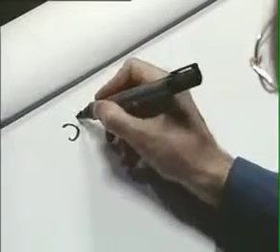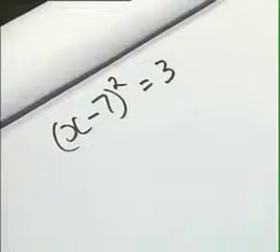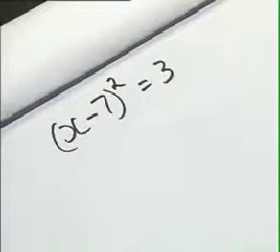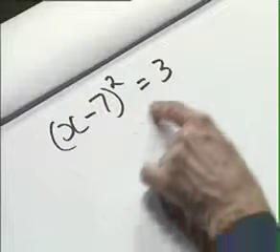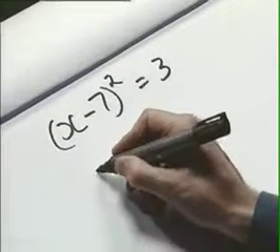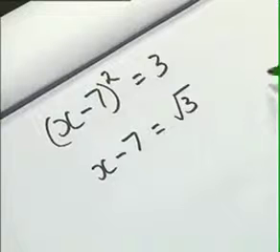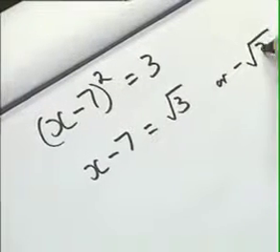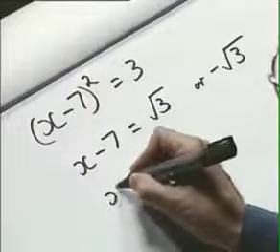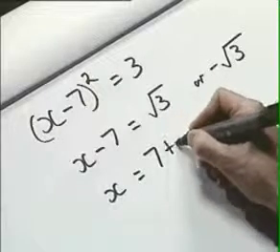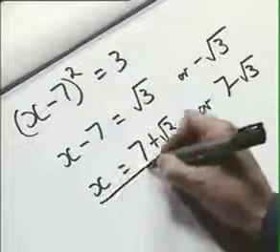Let's have a look at something now like x minus 7 all squared equals 3. How can we solve this? Well, again, this side of the equation, we've got something called a complete square. So we can take the square root of each side. X minus 7 is equal to the square root of 3 or minus the square root of 3. And so we can now add 7 to each of these. So x is equal to 7 plus root 3 or 7 minus root 3.